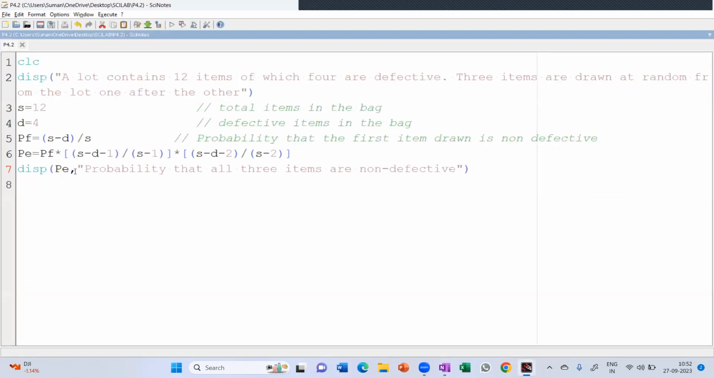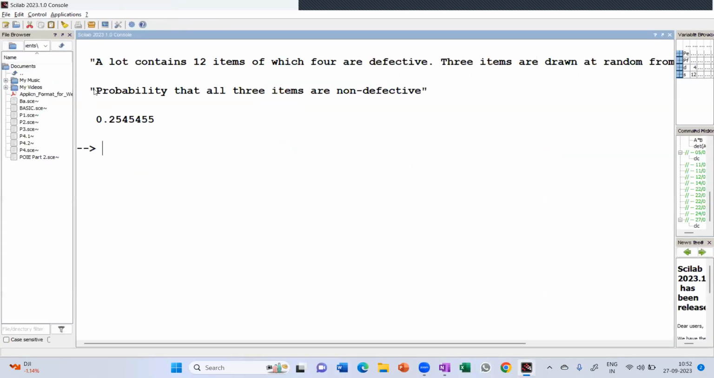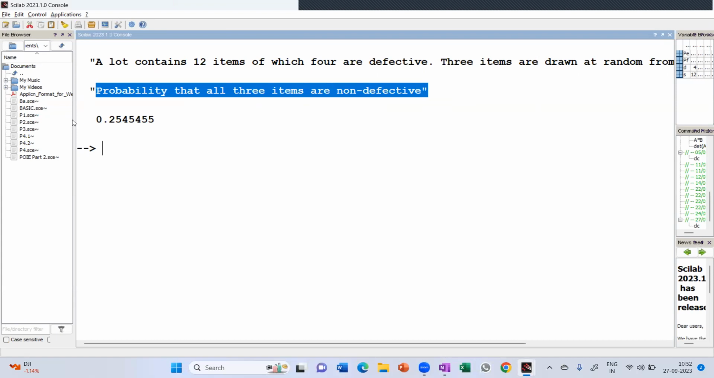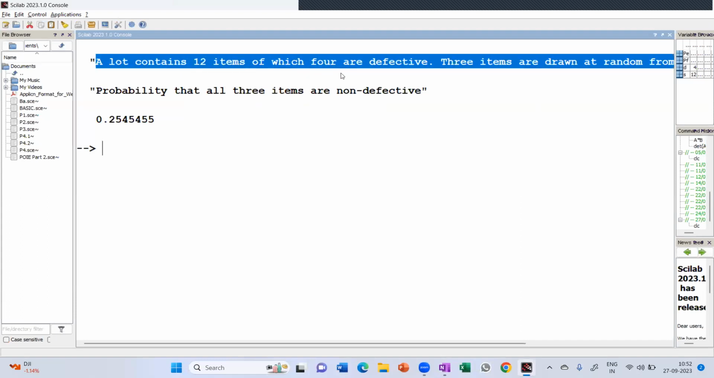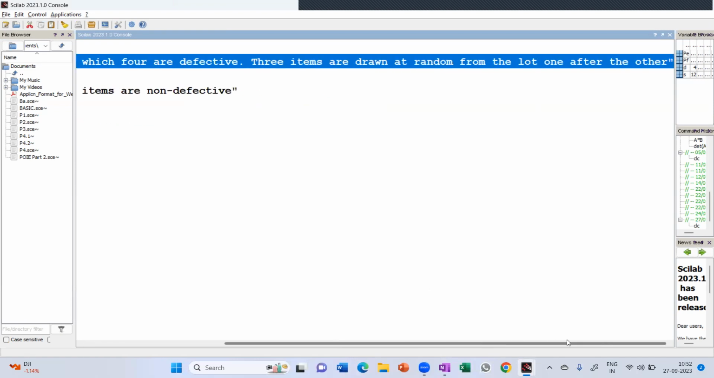So here I'm going to modify our code. This PE, instead of writing at the start, I'm going to write after the statement. All right, and then again I'm going to execute it, and here you can see the probability that all 3 items are non-defective is 0.2545455. And in the first line I had written that a lot containing 4 items, out of which 4 are defective and 3 items are drawn. That is getting printed as it is.